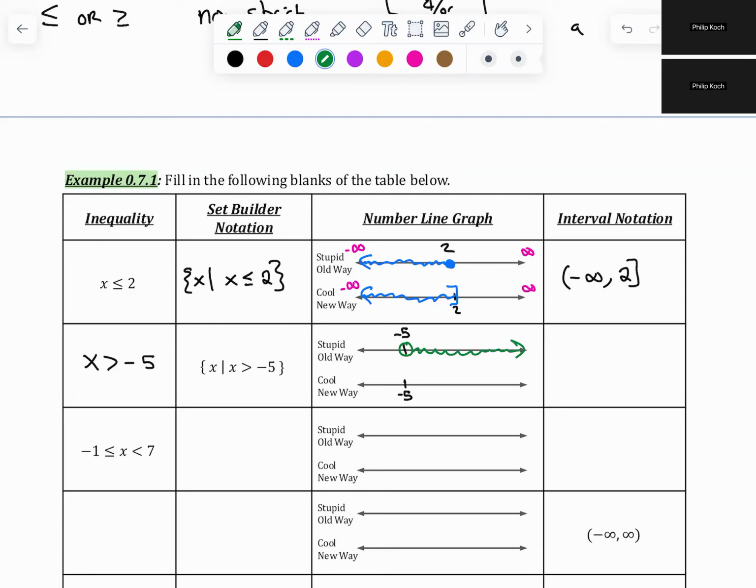Or the cool new way: parenthesis, on and on forever. And so once again, if you're using the super cool new way, then you don't need to do anything. You just transcribe it. It starts with a parenthesis because you can't include it, -5, comma, and it goes all the way on and on forever. So it goes into positive infinity, and we cannot include it, so we do a parenthesis. Any questions so far?